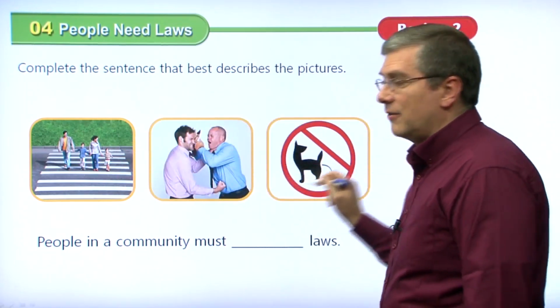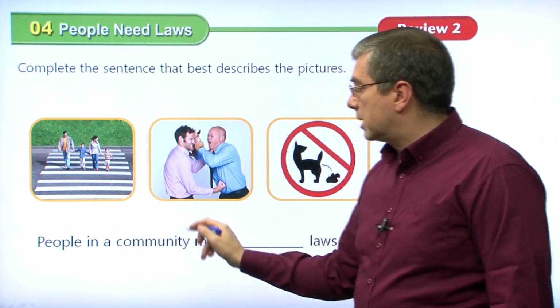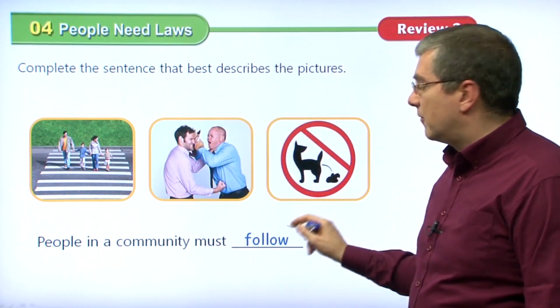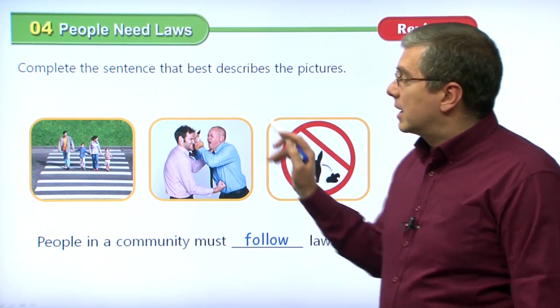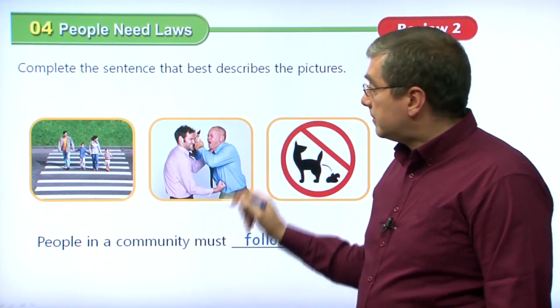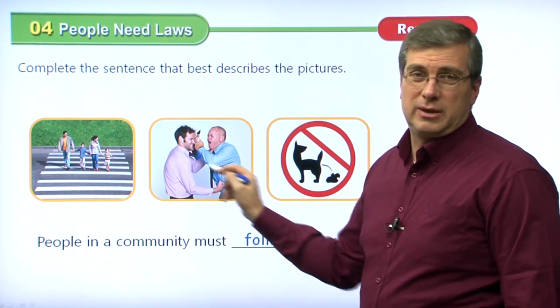What do these pictures have in common? They show that people in a community must do what? They must follow laws. Okay? Because if we follow laws, we're safe. If we break the law, we hurt other people.